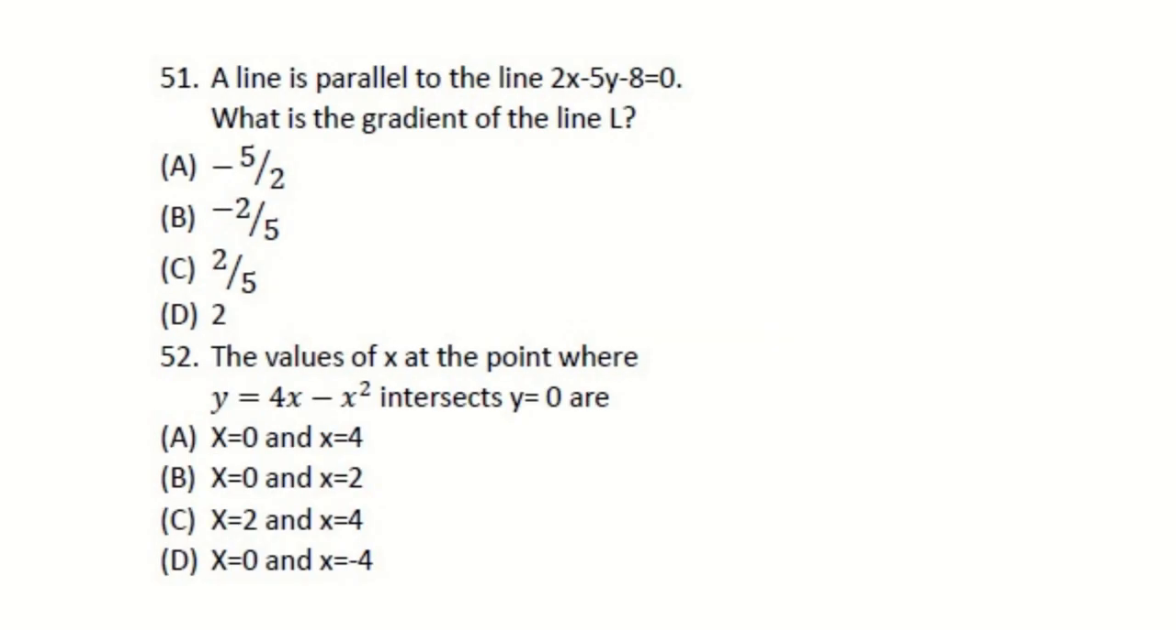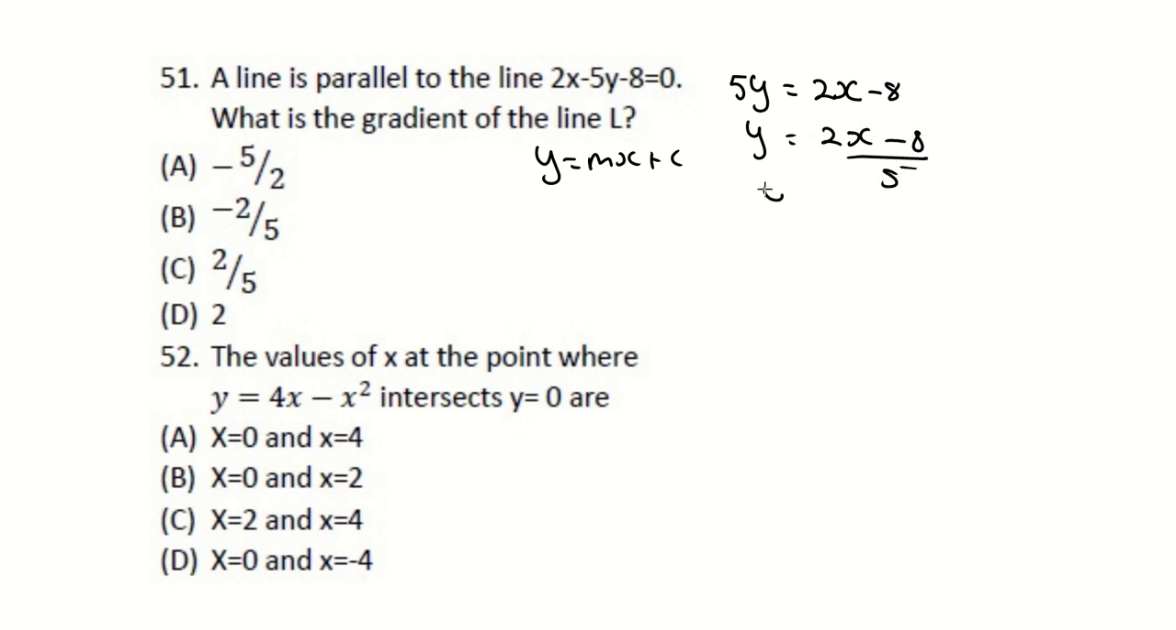This one, a line parallel to this line. Parallel lines have the same gradient. You put it as y is equal to mx plus c, so you're making y the subject. So you have 5y is 2x minus 8. So y would be 2 over 5x minus 8 over 5. So the gradient is 2 over 5, which is C.